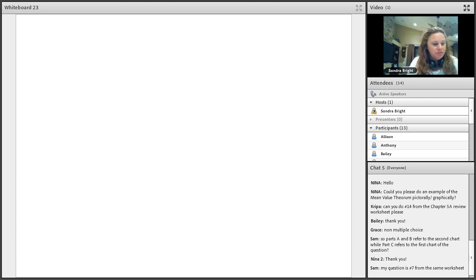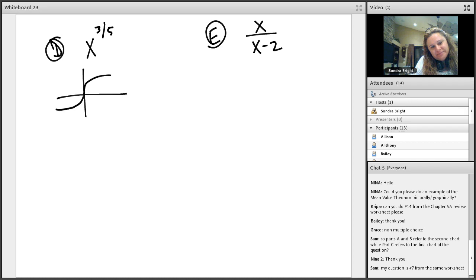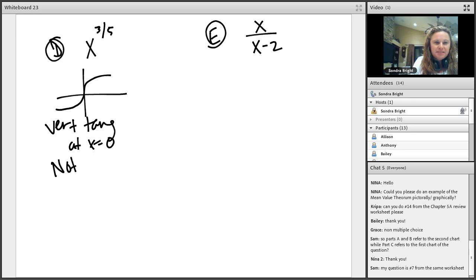Let me go to a new page. D was x to the 3/5. And then E is x over x minus 2. Okay, so this guy ends up looking like this. And so this guy has a vertical tangent at x equals 0. So this one is not differentiable at x equals 0.